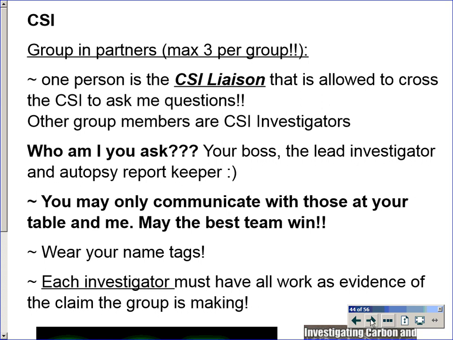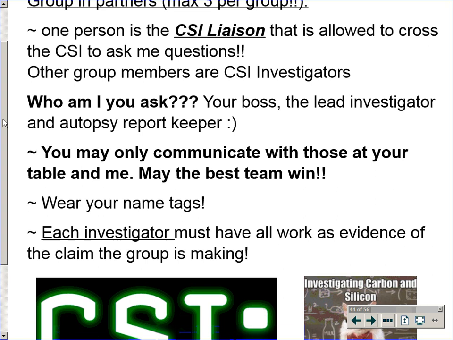You have to work in groups of 3. With those groups of 3, there's one person that will wear the CSI liaison badge. This is an official badge. Please do not sell these on the black market. That person can cross the CSI crime scene tape and ask questions to moi, the lead CSI investigator. Cool? So you must communicate with each other. May the best team win.